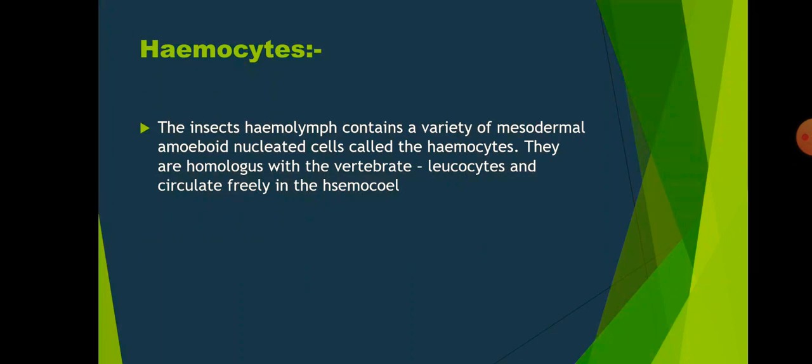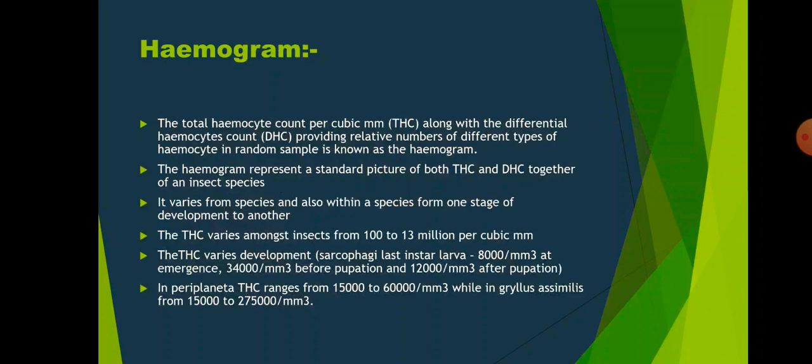Hemocytes. The insect hemolymph contains a variety of mesodermal amoeboid nucleated cells called hemocytes. They are homologous with vertebrate leukocytes and circulate freely in the hemolymph. The total hemocyte count per cubic mm, along with the differential hemocyte count providing the relative number of different types of hemocytes in a random sample, is known as the hemogram.